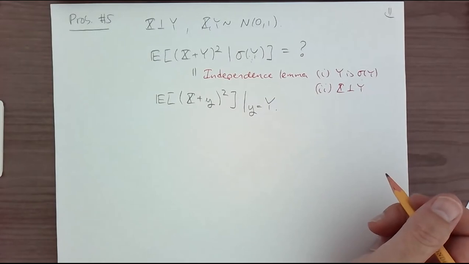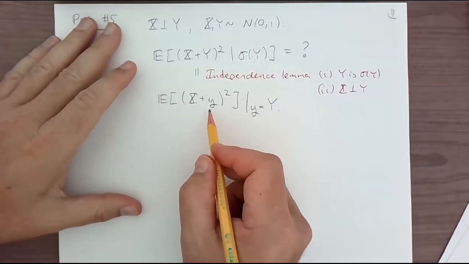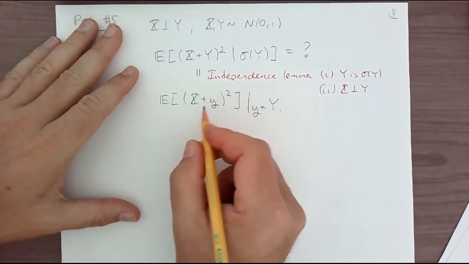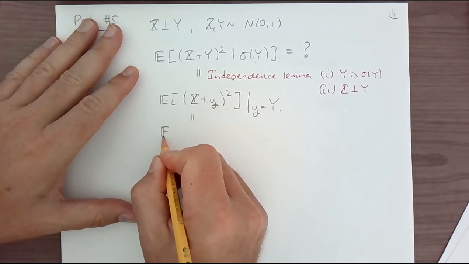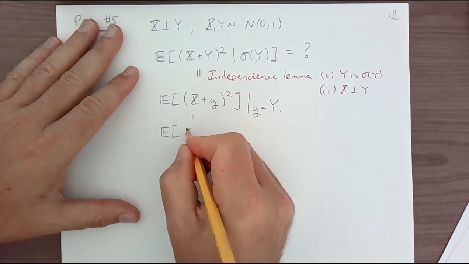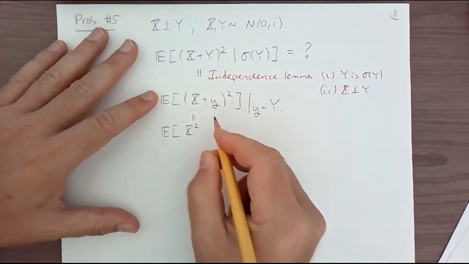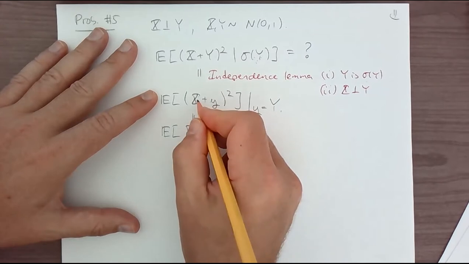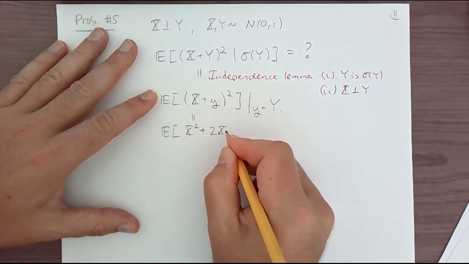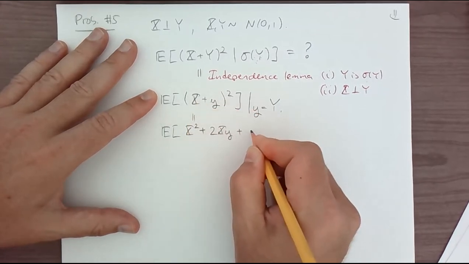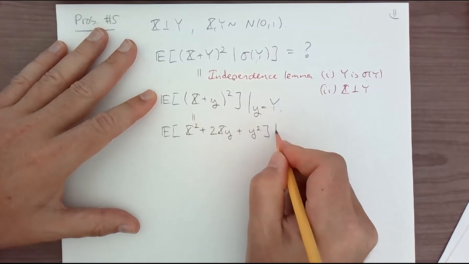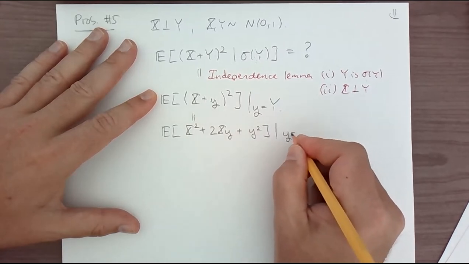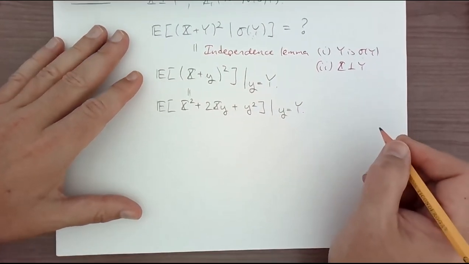So then you need to know how to compute an unconditional expectation. Here you have a normal. So what is that going to be? Well, you can expand this out. This is x squared plus 2xy plus y squared. And when you're done, you put little y equal to capital Y.